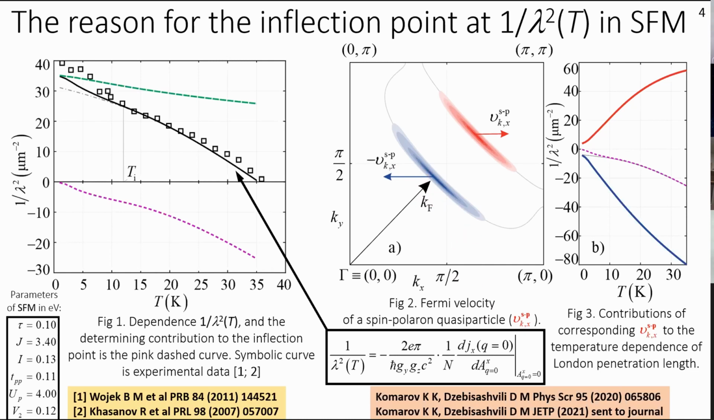Therefore, this gives the opposite contribution to the pink curve on figure 1, as you see on figure 3, by the red and blue lines, respectively. As a result of the competition between the contributions from these two regions, an inflection point arises on the final dependence, and this explains it.